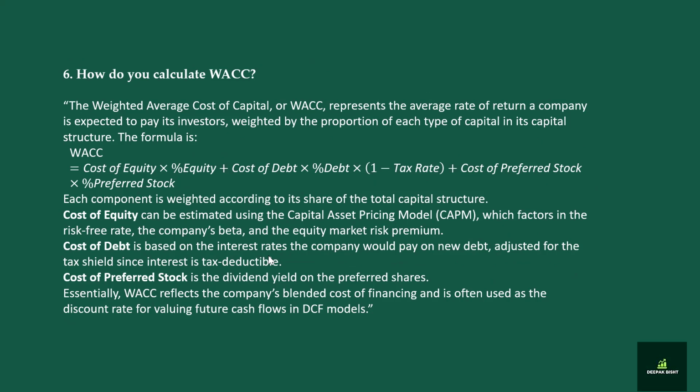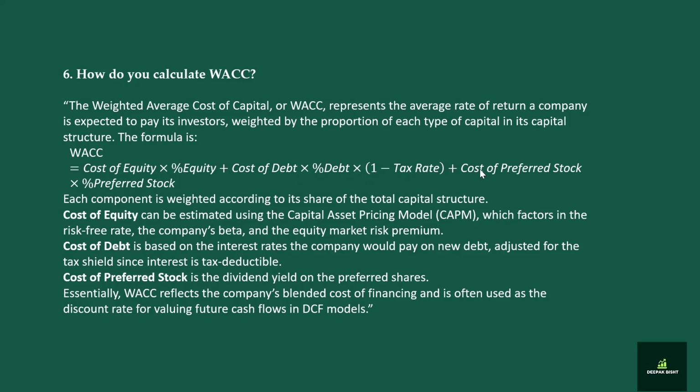Cost of debt is easy. You subtract the taxes, you multiply it with the percentage of debt, and cost of debt can be easily found in the company. Cost of debt is the effective interest rate a company pays on its debt, and since interest payments are tax deductible, we multiply the cost of debt by one minus the tax rate to account for the tax shield.